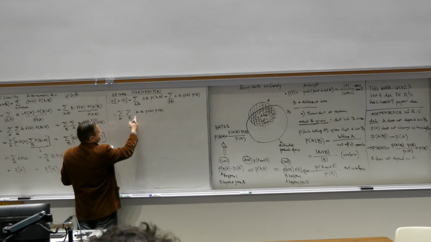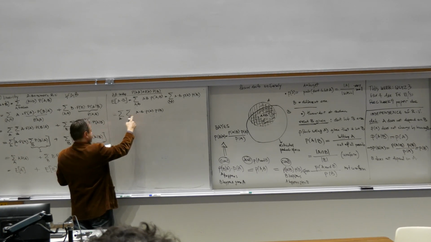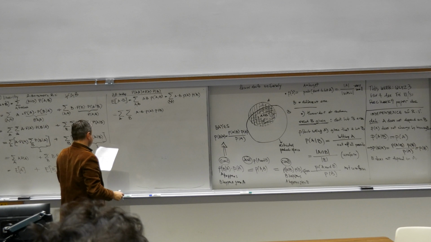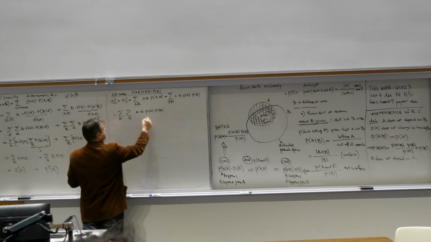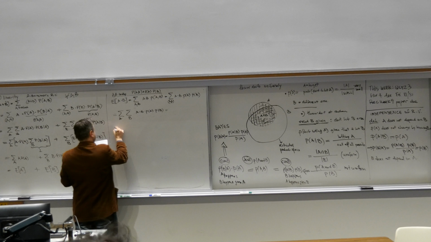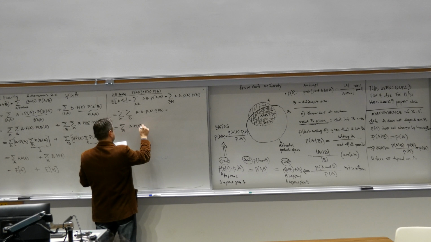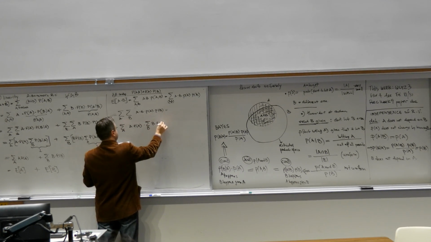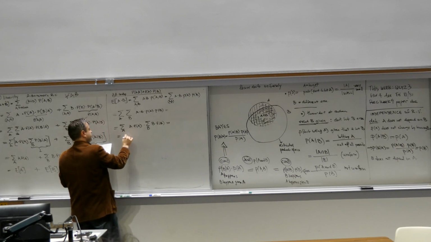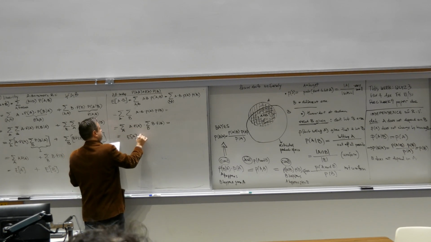Now what I notice is that A and P of A are independent of B. So I could write that as the sum over values of A of A times P of A, times the sum over values of B of B times P of B. So that's how I get the expected value of A times the expected value of B.